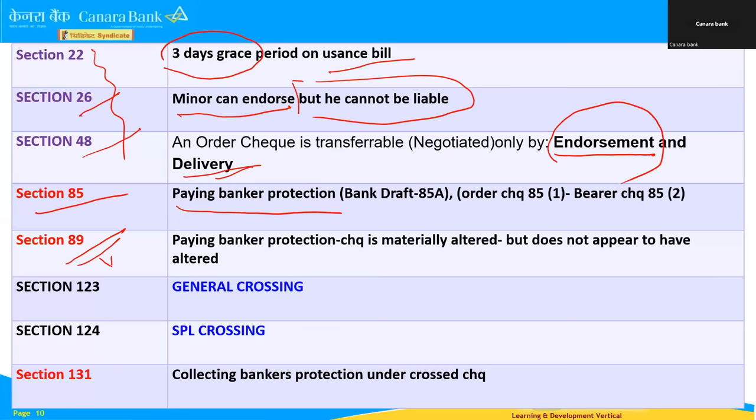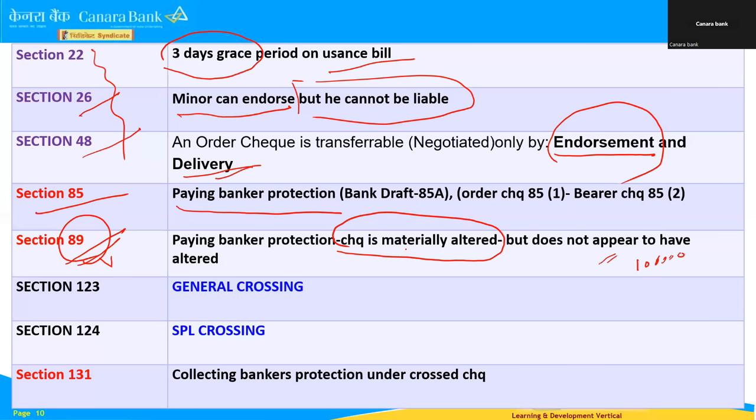You have paid a check. You have made a check payment. But the check is materially altered. Small change they made. Let's say 10,000 is there. Somebody has cut one small zero here. And somebody changed the words also, they made a small change. Then the bank, with the naked eye, was unable to find out that a mistake happened in the check. Which section gives bankers this protection? 89. What 89 says, I'm repeating. The paying banker will get protection even if the check is materially altered, but does not appear to be altered. When you see, you will not find anything. It looks perfect, but there is an alteration. In the naked eye, some modification made. In that, the bank gets protection. The section under which we get protection is section 89.